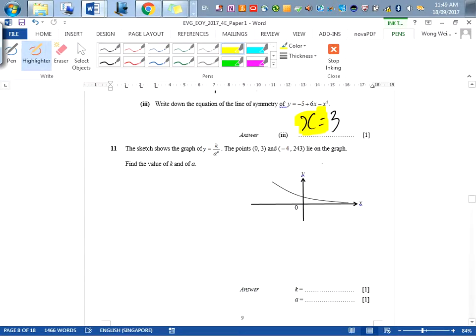Okay, question 11. This is the graph of y equals k over a to the power x. And they tell you that there are 2 points, (0, 3) and (negative 4, 243). They lie on the curve. Meaning, this is the x value, this is the y value. This is another x value. This is another y value.